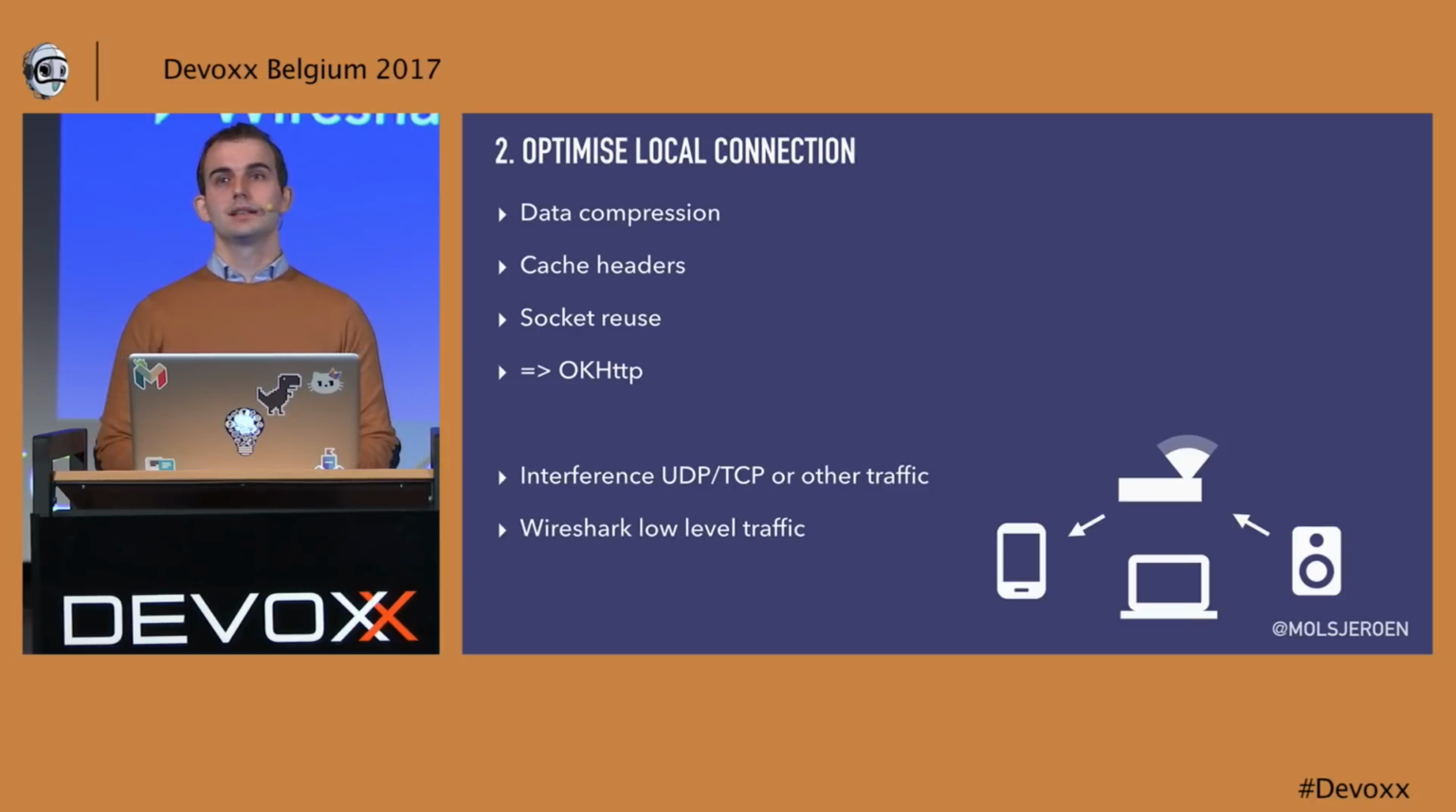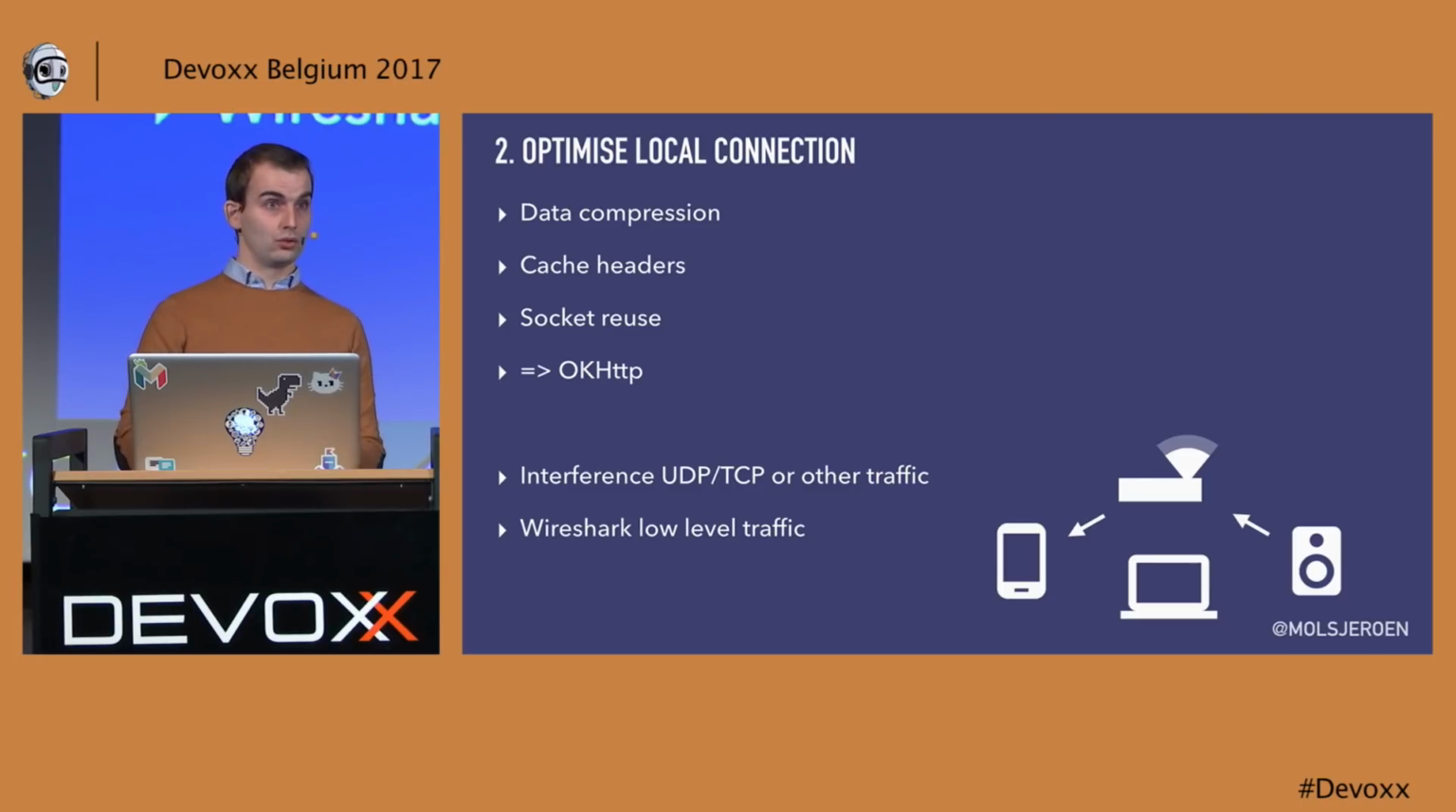To optimize a local connection, I'm not going to really cover this in depth. You just need to make sure that you use all of the latest technology, that you set the right caching headers, that you have the right compression and so on. The TLDR of this is use a modern state-of-the-art library, like OkHttp. A small tip that I want to give here is, sometimes you may notice that your device isn't behaving as fast as you would expect it to, so then you need to dig a bit deeper, like checking if your sockets are actually being reused, or that you don't have any interference between TCP and UDP traffic.